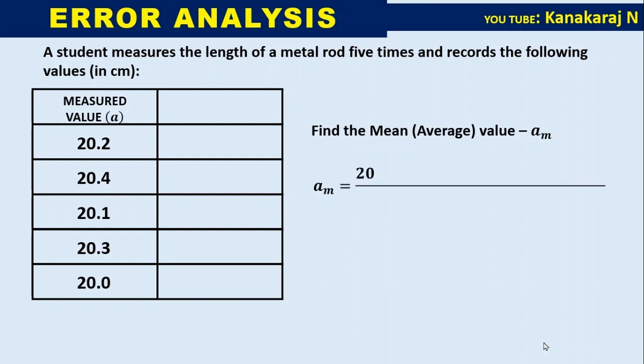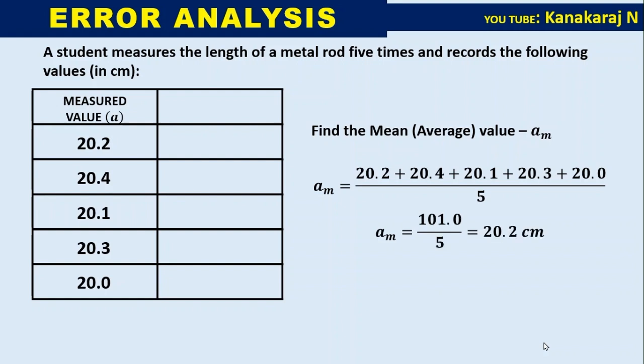So AM equals 20.2 plus 20.4 plus 20.1 plus 20.3 plus 20.0, the whole divided by 5. The numerator gives 101.0, divided by 5 equals 20.2 centimeter, the mean value of all these 5 readings, and this average is called the true value of these data. True value equals 20.2 centimeter.